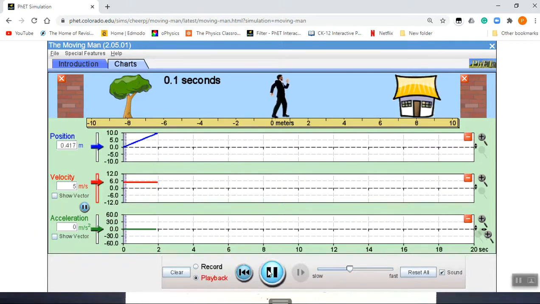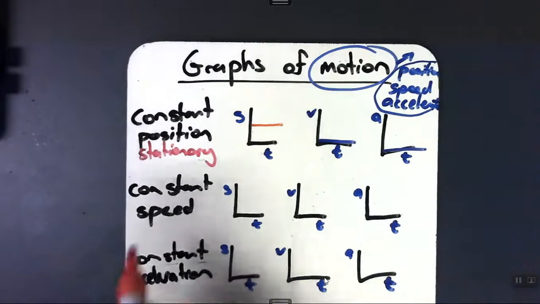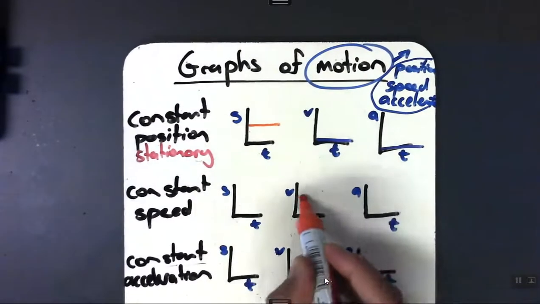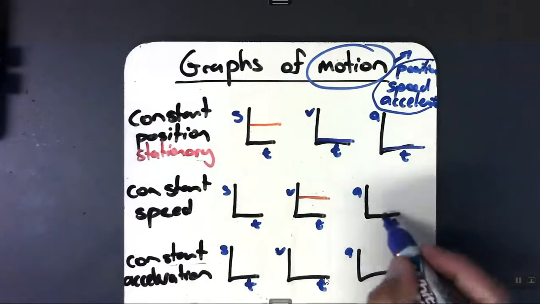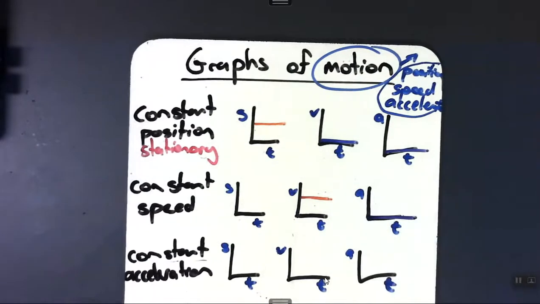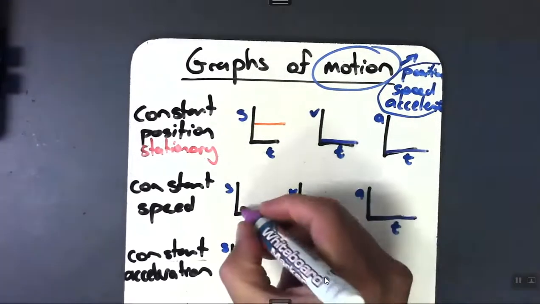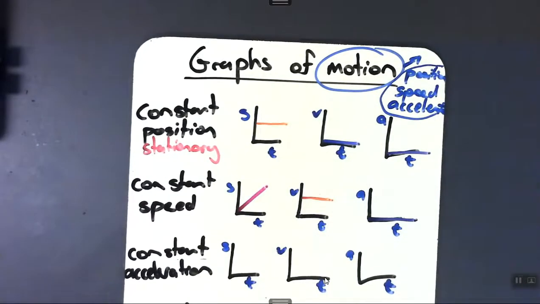Let's look again. If we look at the motion compared to the graphs, I want you to notice that the graphs all work at the same time. While he's changing his position, he's also changing his speed, and in this whole process his acceleration stays 0. So now what we've seen is that when we've got constant speed, our speed graph is a horizontal line, our acceleration is still 0, and we have a diagonal displacement graph.